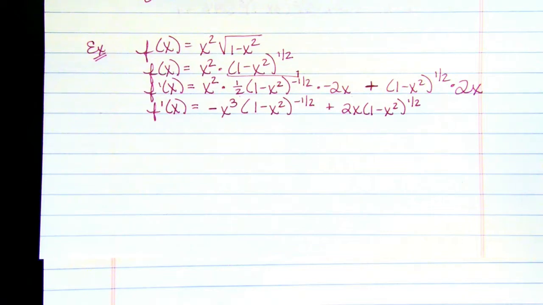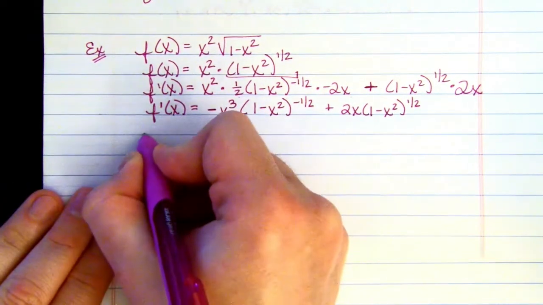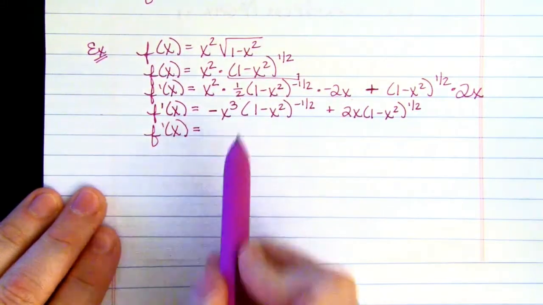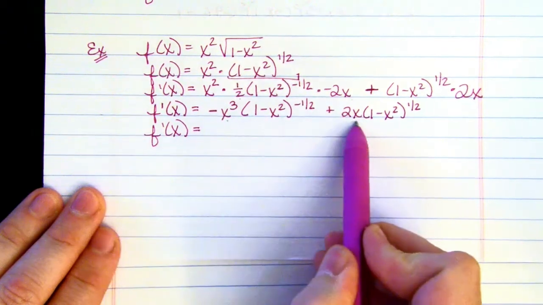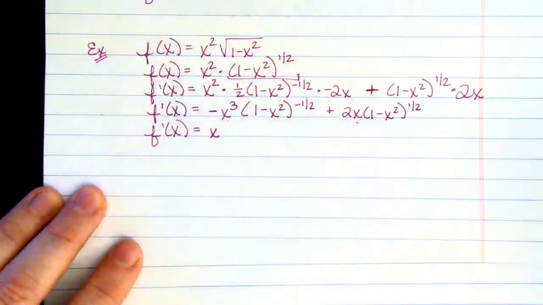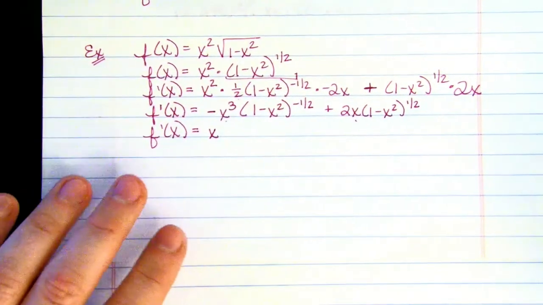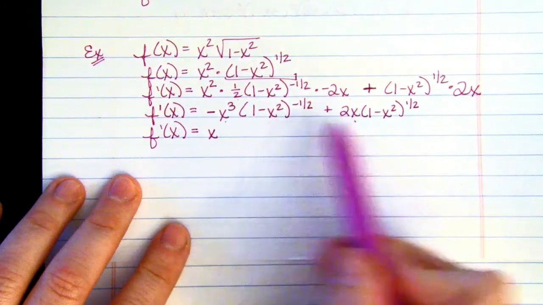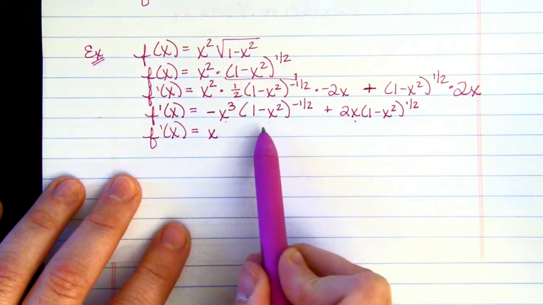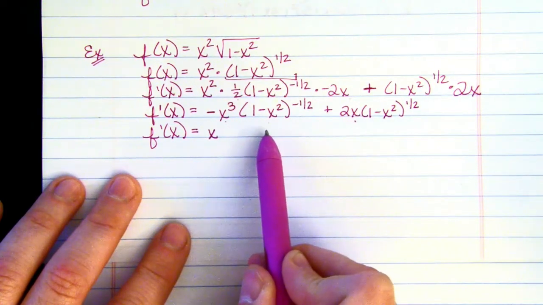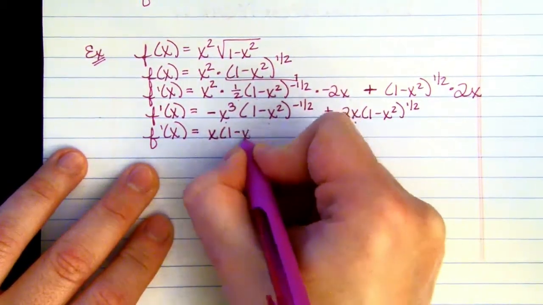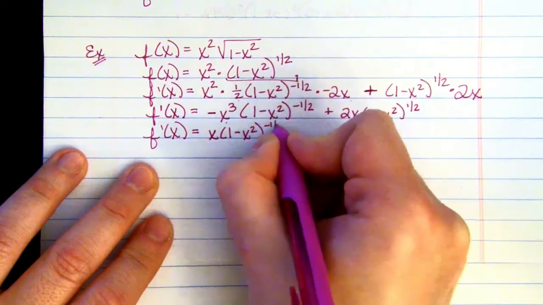But now I have some GCF work to do. Negative x³ and 2x have an x in common. I'm going to take out an x. As for the rest, (1 − x²)^(−1/2) and (1 − x²)^(1/2), our rule is we always take out the factor to the lowest power. In this case, that lowest power is a negative power. It still works though. I'm going to take out a (1 − x²)^(−1/2).